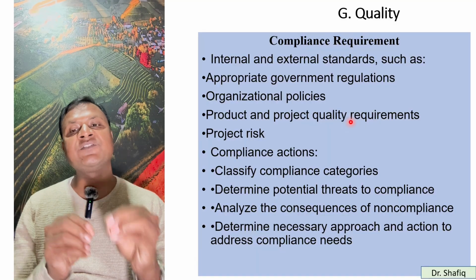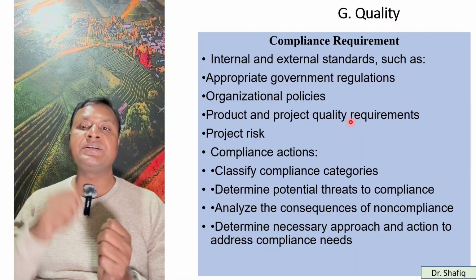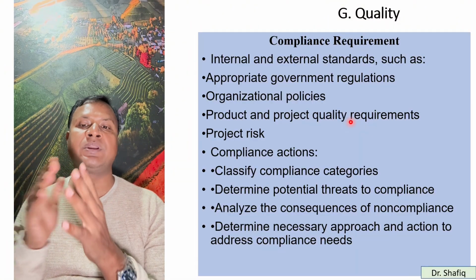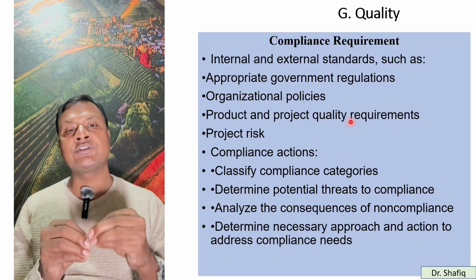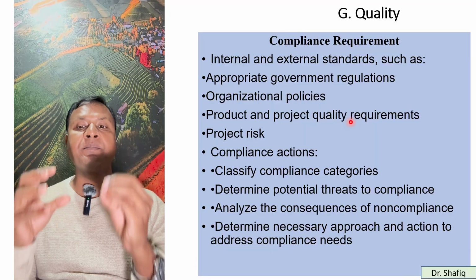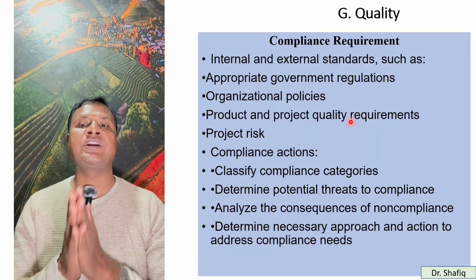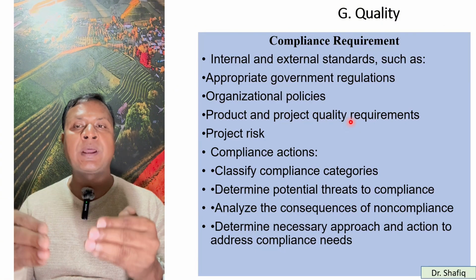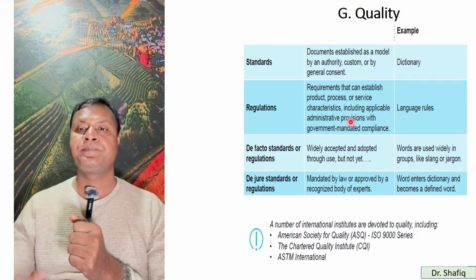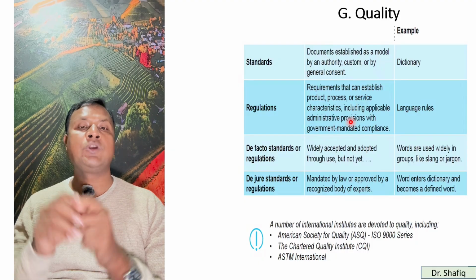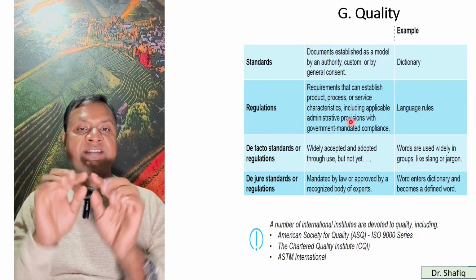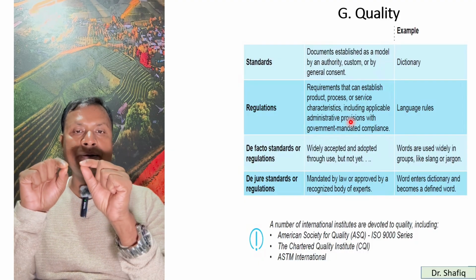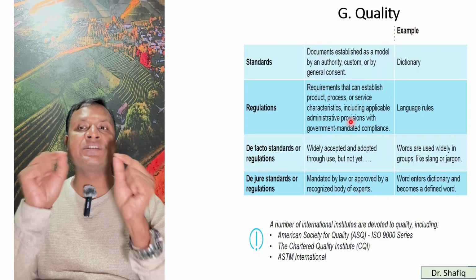So we have to classify the compliance categories, determine potential threats to compliance, analyze the consequences of non-compliance, determine necessary approaches and actions to address compliance needs. And in this way, actually, you can comply with the compliance requirement. So we have to maintain the standard of the organization and of the industry.